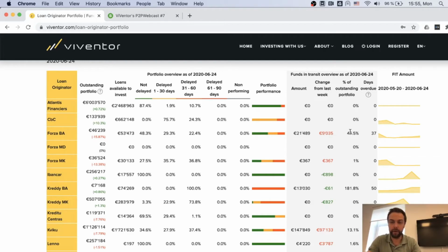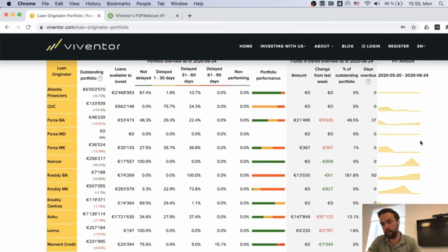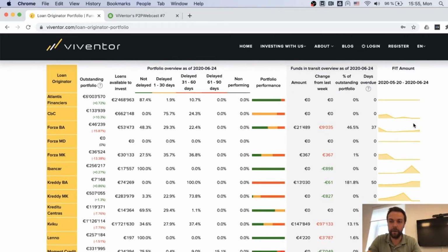So in graphical shape, this is represented on the small area chart here in the last column, and it shows a rolling month, you can say, of funds in transit. And how to read this chart is basically you should be looking at funds in transit that are on a more or less even level.